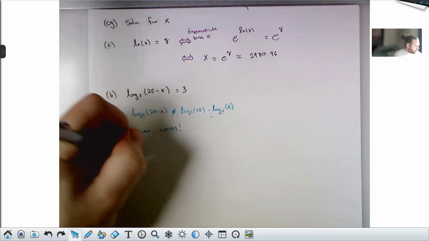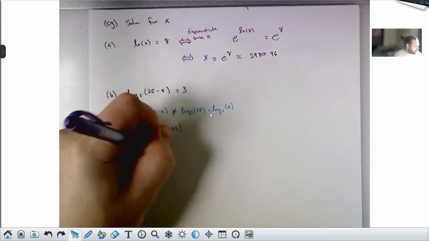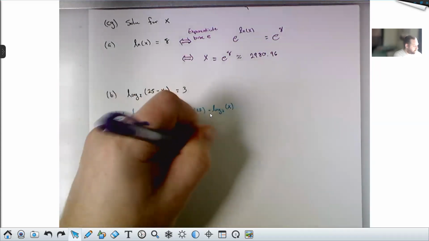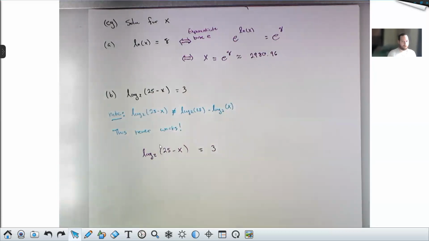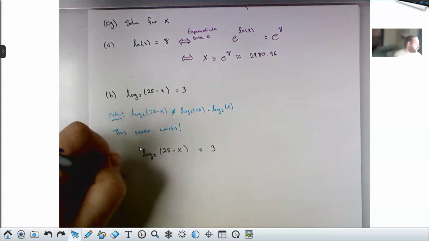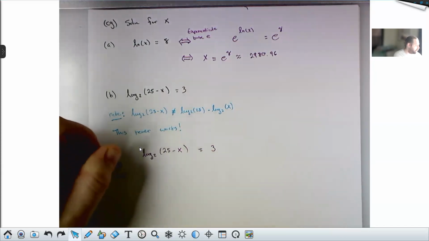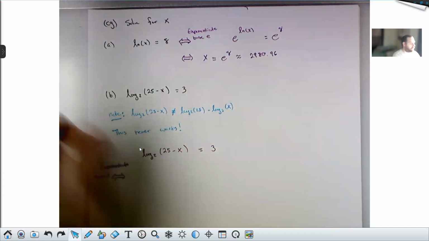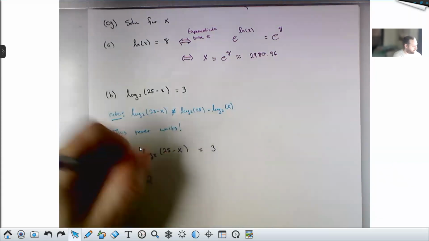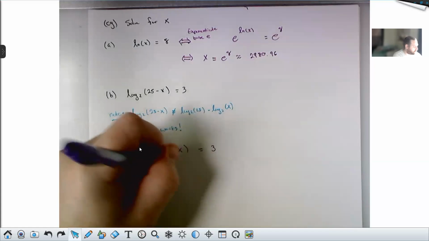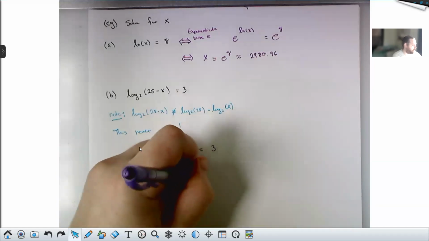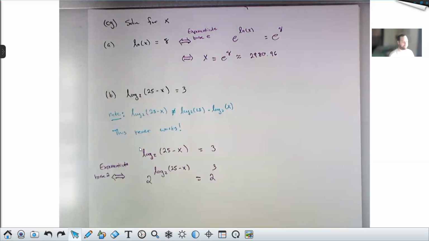What does work, if I start here, I'll just rewrite the equation. I've got log base 2 of 25 minus x equals 3. If I could just get rid of the logarithm, this would be an easy equation to solve. And the trick to getting rid of logarithms is exponentiation. So we're going to exponentiate using the base of that logarithm, which is base 2. I'll write down what we get there: 2 raised to the base 2 log of 25 minus x equals 2 raised to the 3. So it's simple. Both sides just go into the exponent of 2.